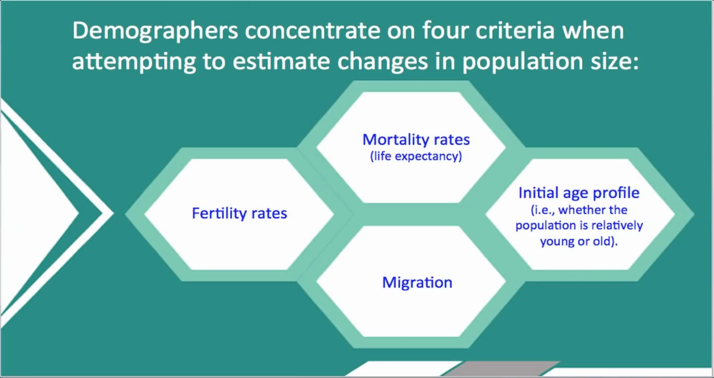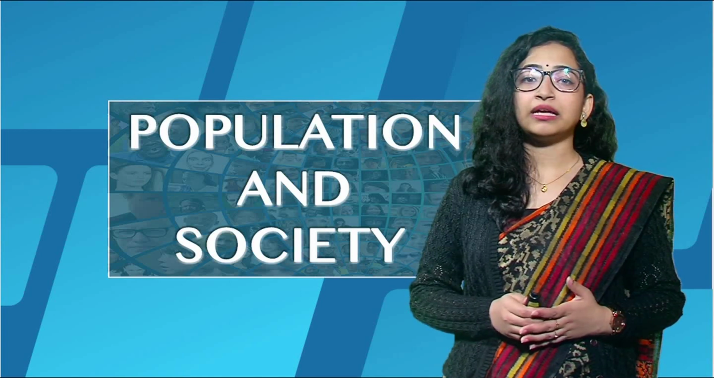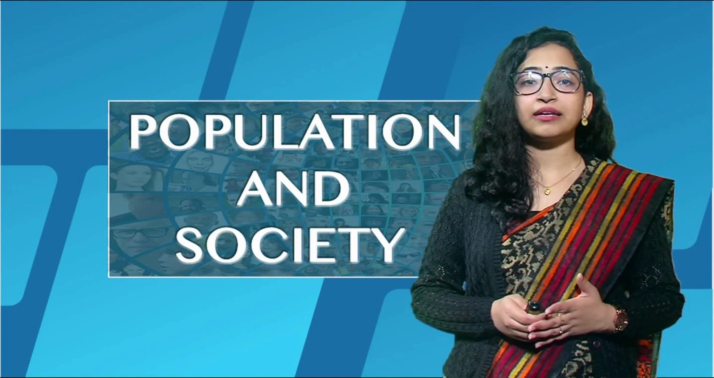Demographers usually concentrate on 4 criteria when attempting to estimate changes in population size. These are mortality rates, fertility rates, migration, and initial age profile, that is, whether the population is relatively young or old. Out of these, mortality rates and fertility rates are the 2 most important factors responsible for population growth. This module aims to examine the elements influencing population growth globally, with a specific focus on the Indian context.